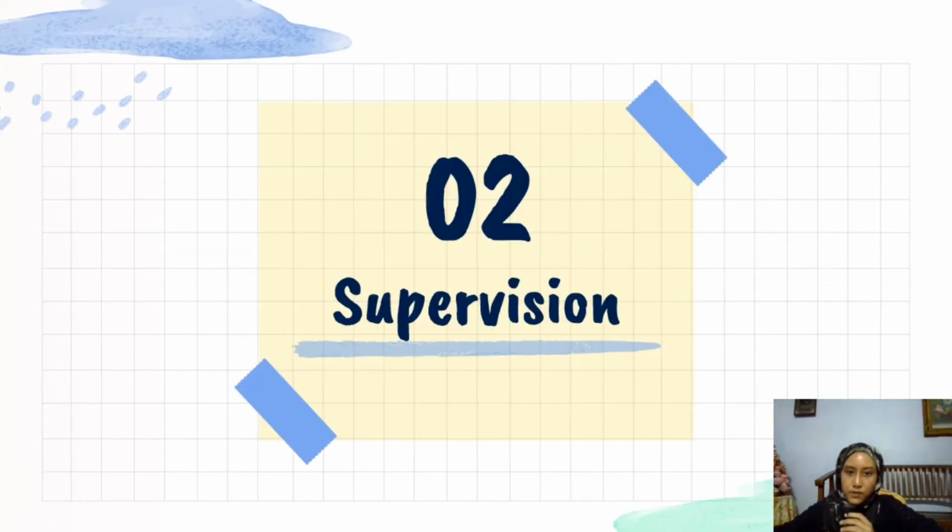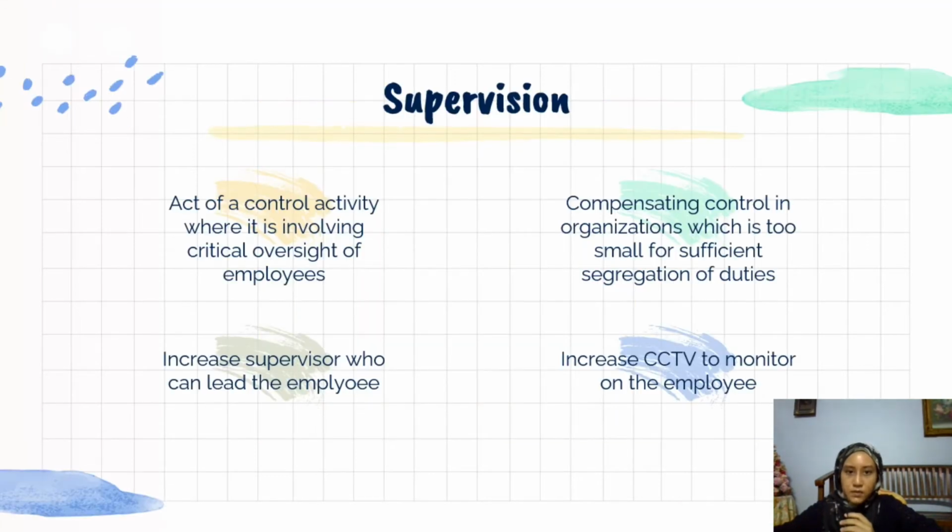The second one is supervision. Supervision is a control activity involving critical oversight of employees. Usually, supervision is needed because it is a cooperative control in an organization which is too small for sufficient segregation of duties. The company should increase the supervision of employees to increase their productivity and effectiveness at work by adding a supervisor who can lead them and a few CCTVs to monitor them.